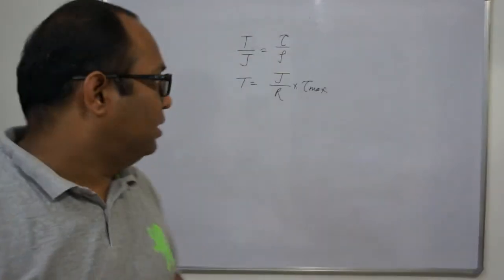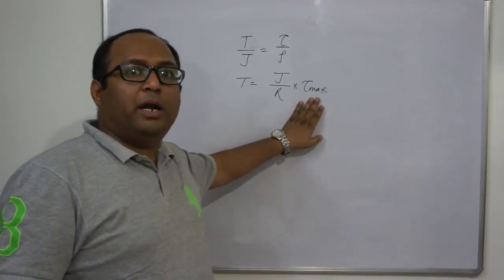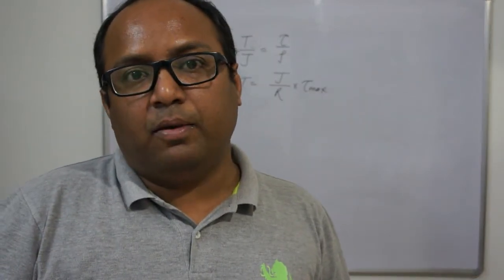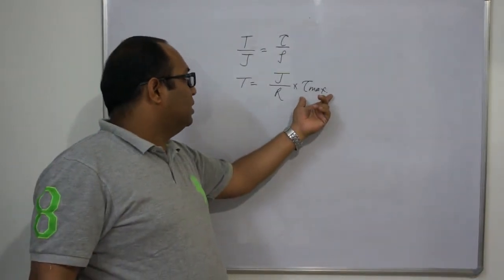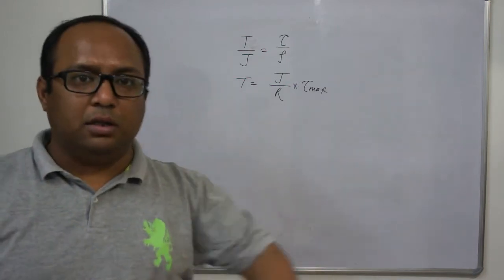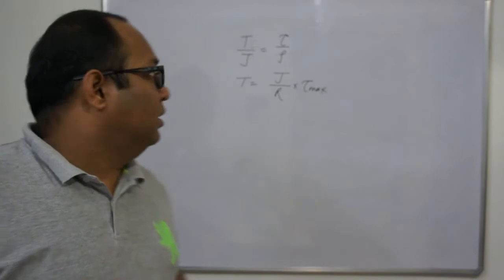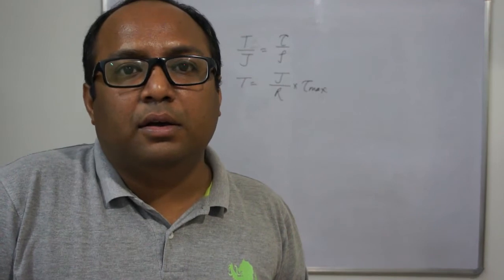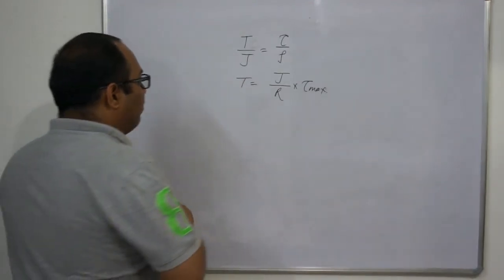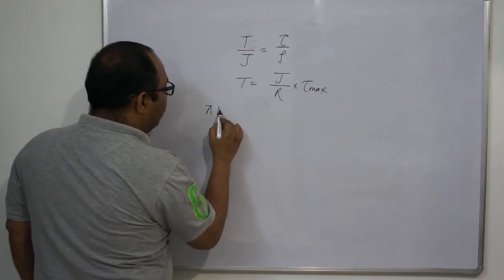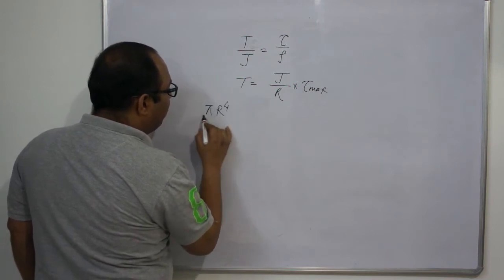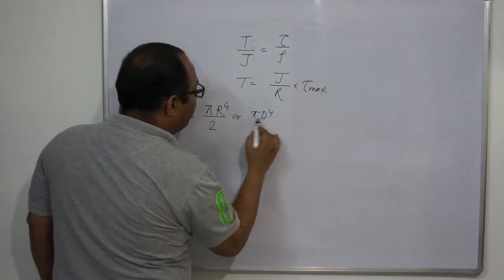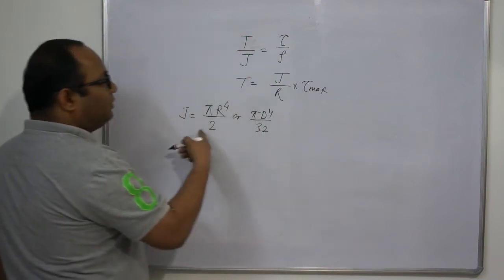Let us now understand. The maximum stress is going to be at the surface. This will be the material property, the allowable stress. So if you know the allowable stress and you know the torque, which is the amount of load you are going to put on the shaft, by finding this you can find the diameter or radius of the shaft. So what is J? J is pi r raised to the power 4 upon 2, or pi d raised to the power 4 upon 32. You can use either of the two.